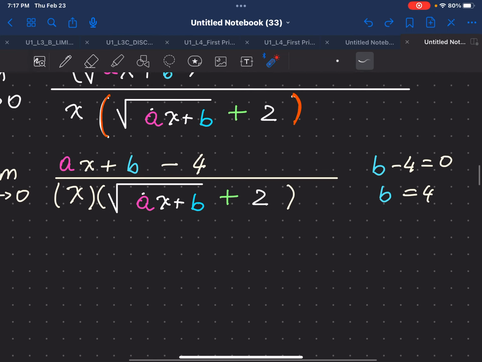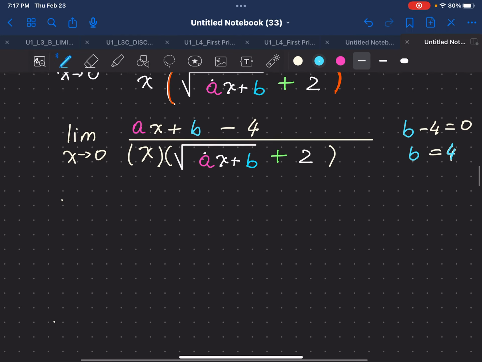So with the new b value that we just figured out, we are going to rewrite the limit as x approaches 0. Big fraction line. So here we have ax.